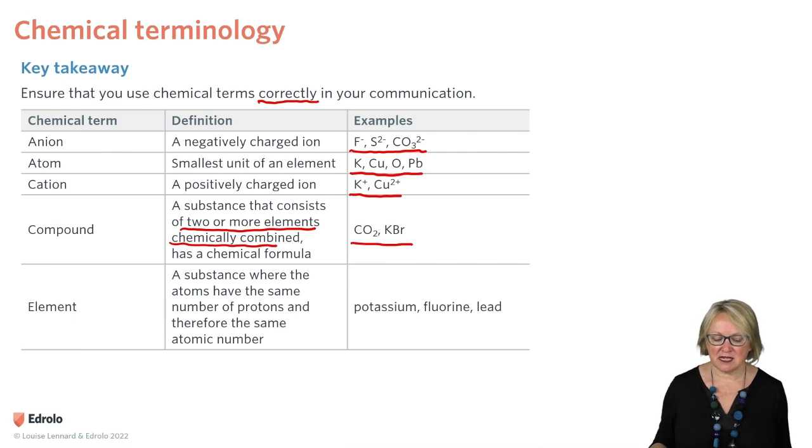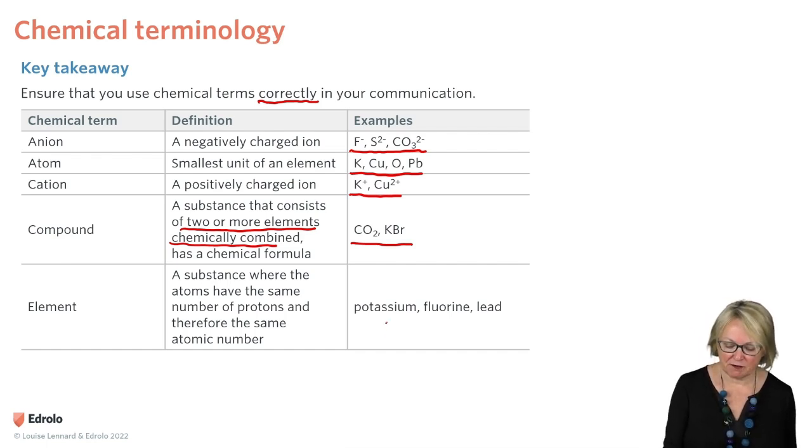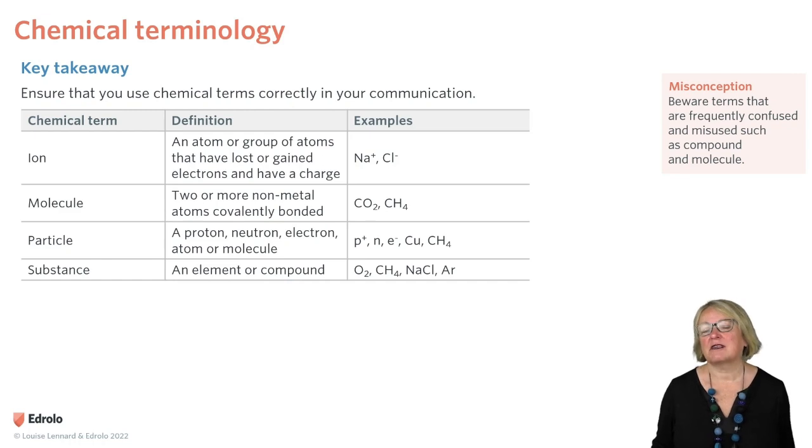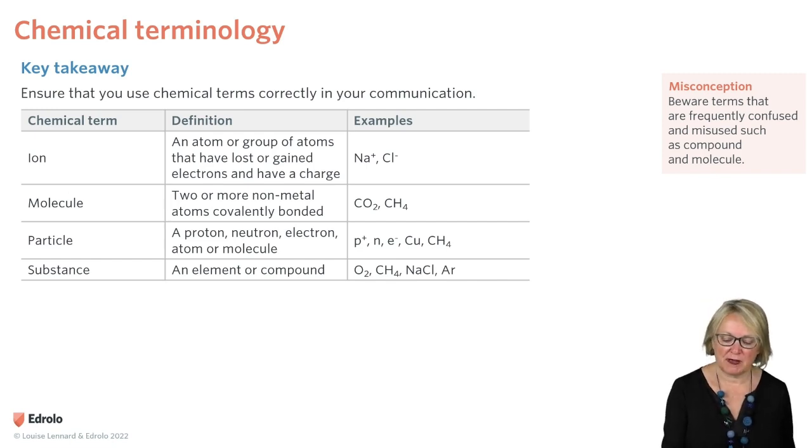An element is a substance where the atoms have the same number of protons and therefore the same atomic number. Examples include potassium, which we've written as a name there, fluorine, with capital F as the symbol, and lead, Pb. An ion can be an anion or a cation, and it's an atom or group of atoms that have lost or gained electrons and therefore have a charge. Examples are sodium ion and chloride ion.